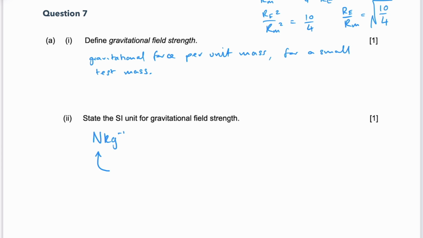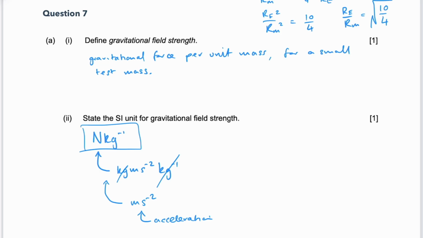And if you take it further, then Newton is equal to kilogram meters per second squared. And we've got the kilograms per kilogram there. So these cancel out. So you could say that the SI unit for gravitational field strength is meters per second squared, which is the acceleration units. But the mark scheme is looking for newtons per kilogram, so let's go with that.